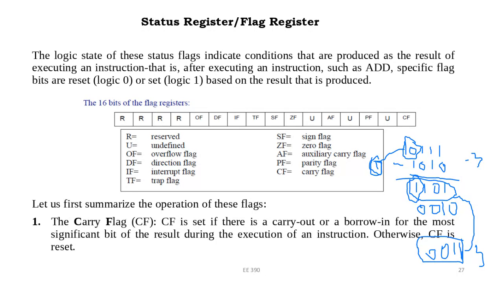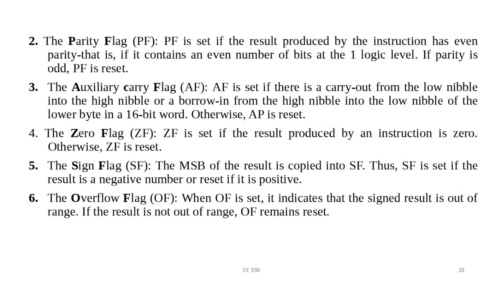All right. Is it okay? I think this is basic about the number system, but I mean, just a review. Okay, so the carry flag. Now it is clear, I think. If you have any confusion, let me know. The carry flag is set if there is a carry out or borrow in for the most significant bit of the result, otherwise it is reset.